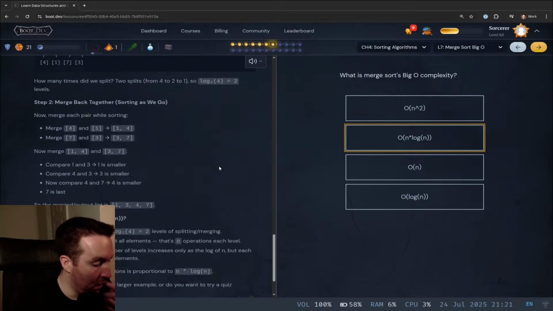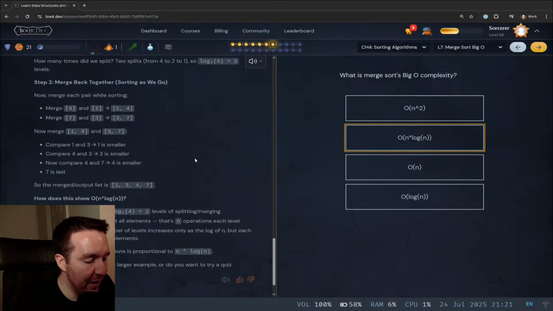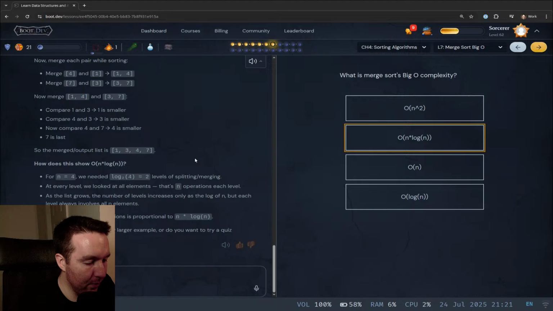Merge back together, sorting as we go. Now each pair is merging. So how does this show n times log n? For n equal to 4, we need log 2... Why do we jump to log 2?